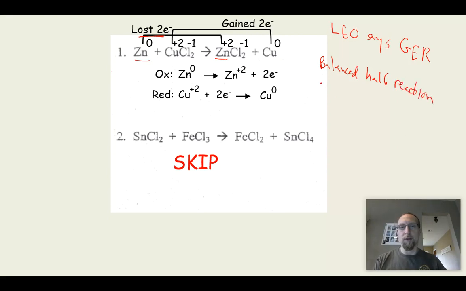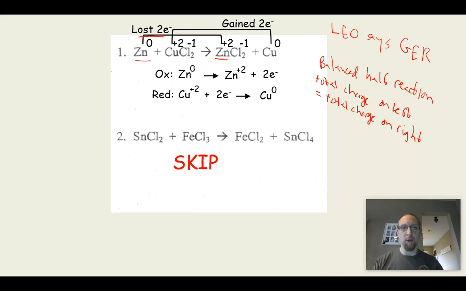So that shows us that we're dealing with a balanced half reaction. That's where the total charge on the left equals the total charge on the right. Okay, so what do we do? We just check, all right?